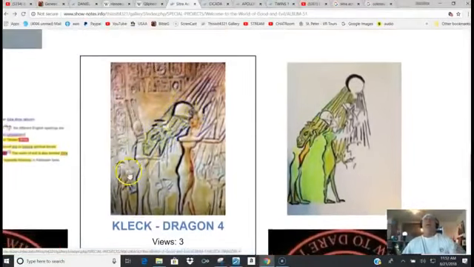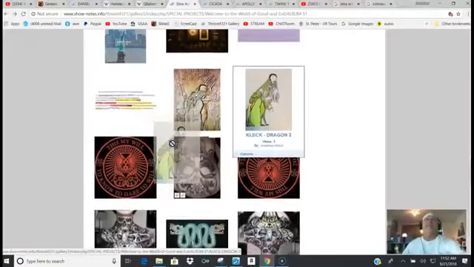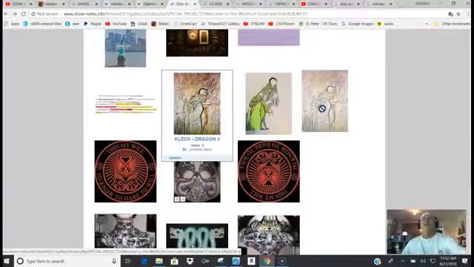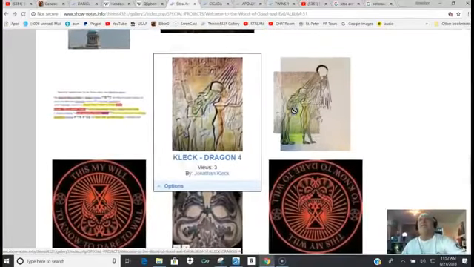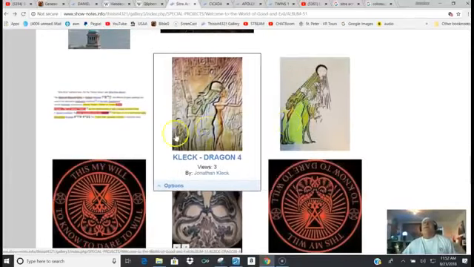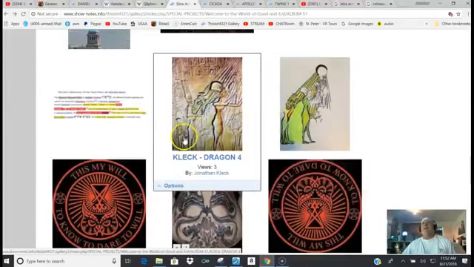So here is the dragon coming right out of the sun. There it is. See? And where is this flame going? That's going right to the crotch of the female. See, look. There it is.